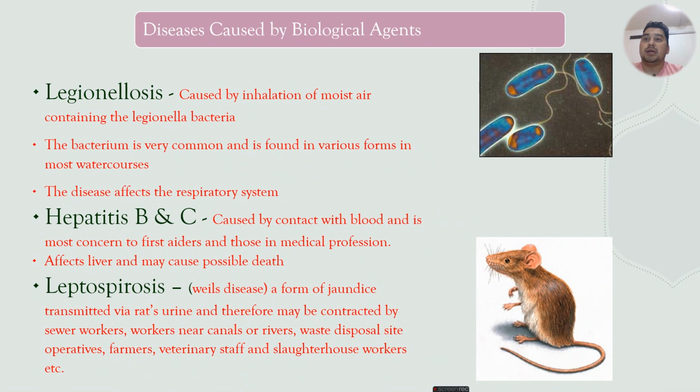Then we have leptospirosis. It's Weil's disease, a form of jaundice transmitted via rat urine, and therefore may be contracted by sewer workers, workers near canals or rivers, waste disposal site operatives, farmers, veterinary staff, slaughterhouse workers, etc. So these are the people at greater risk of leptospirosis, because this disease is caused by rat urine.